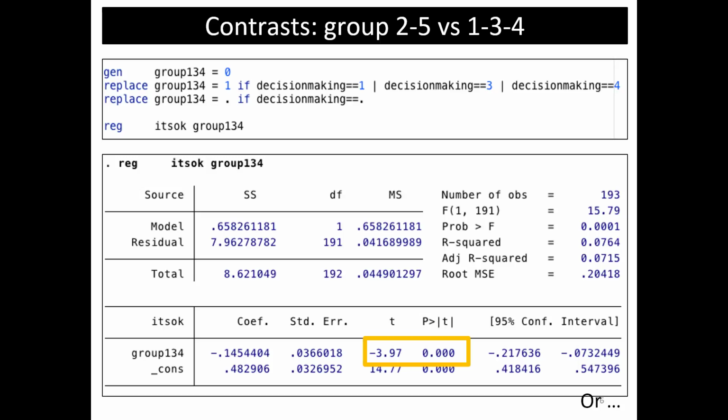And now I run a standard regression. I take my it's okay variable as the target variable, and I take group134, which is now just a single dummy, as my predictor. In fact, I could also have used a t-test here. And then you see, indeed, there is a significant difference between, on the one hand, 1, 3, and 4, and on the other, 2 and 5. So that's one way already to do this. It's a bit of a nuisance because you have to do the typing over here, but still, it works, and it's just fine.